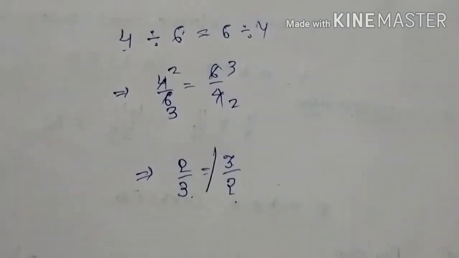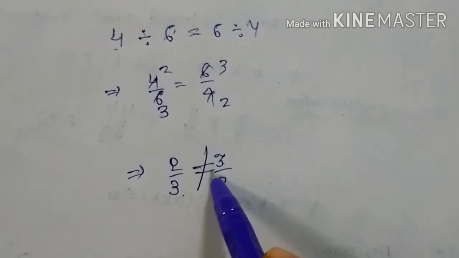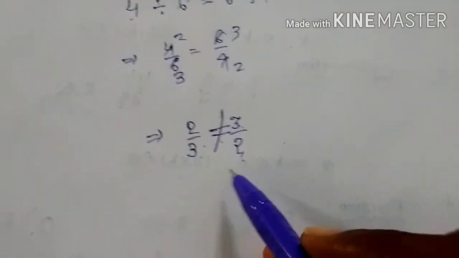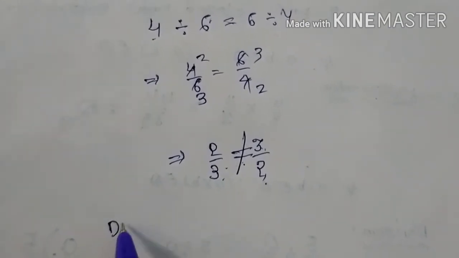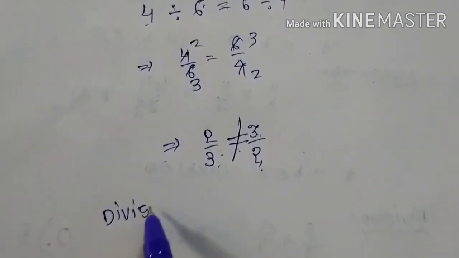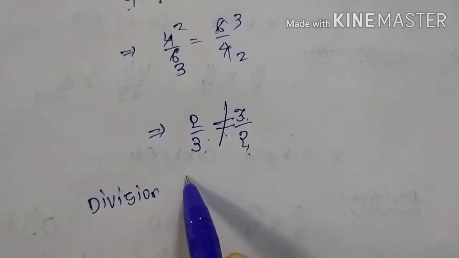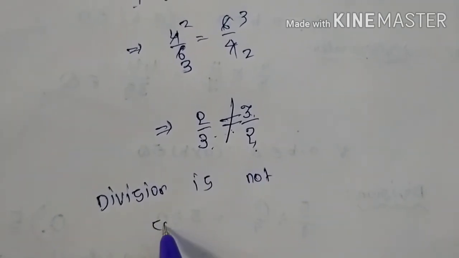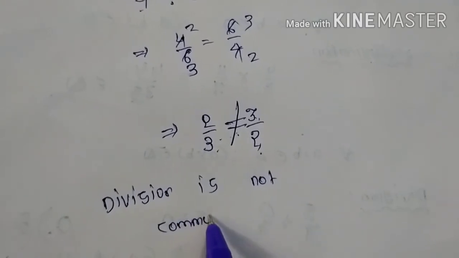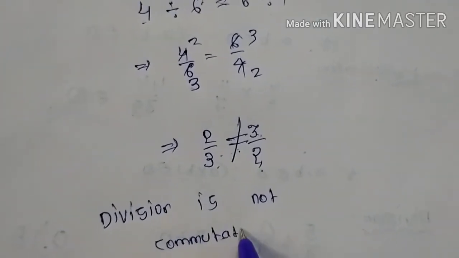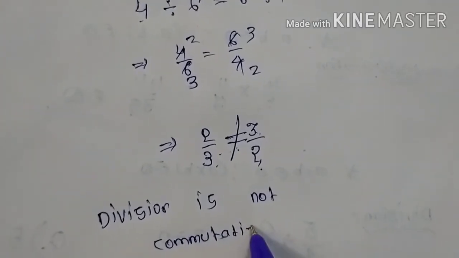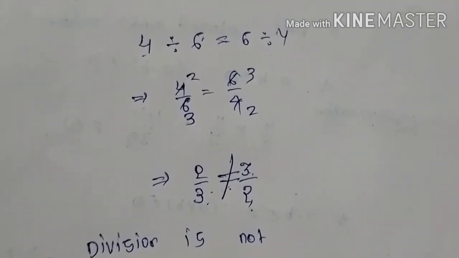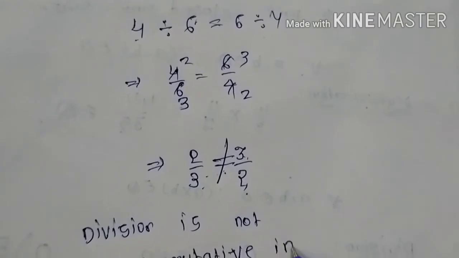It's not possible, so I am writing 2 by 3 is not equal to 3 by 2. So you can write here: division is not commutative. Division is not commutative in the set of whole numbers.